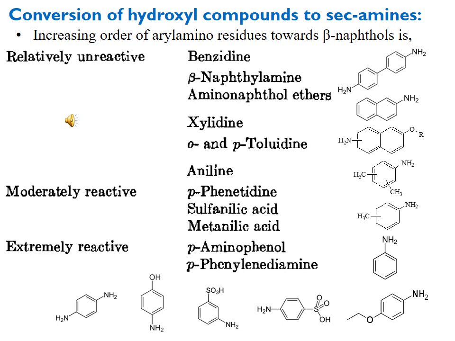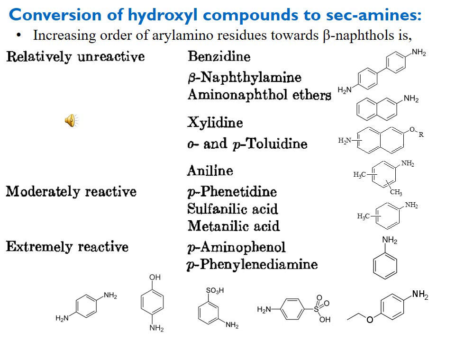xylidine. Xylidine has different structures, ortho, meta, para, or you can say it is 2,3-dimethyl, 2,4-dimethyl, 2,5-dimethyl, 2,6, 3,4, 3,5-dimethyl aniline. Five to six derivatives are included in this name of xylidine. Here the structures are also given in the similar order in which the names are given. Here the fourth number is xylidine, and here also the fourth number is xylidine. Next is the ortho and para toluidine. It is toluene, which contains amino group at ortho or para position.